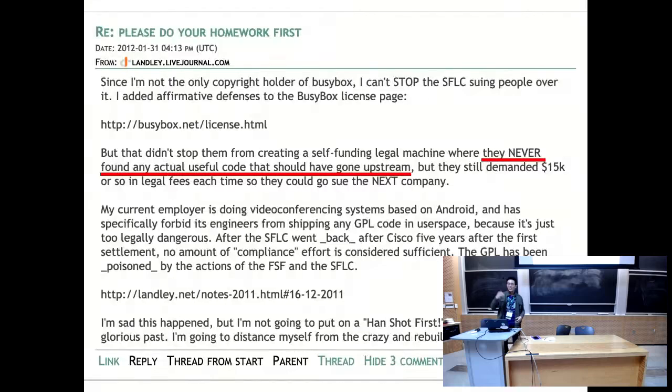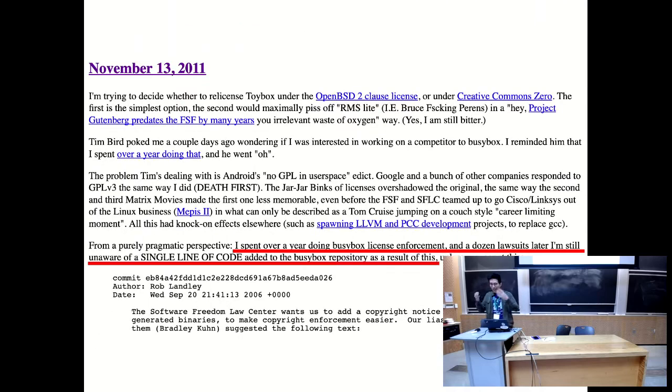To drive on that point a bit further, this is from the BusyBox enforcement, and this is Rob Landley, who was, I think, one of the principal people within the BusyBox enforcement. Regarding the litigations over BusyBox, he thinks that they never found any actual useful code that could have gone upstream. He says in his blog post that he spent over a year doing BusyBox license enforcement and a dozen lawsuits later, I'm still unaware of a single line of code added to the BusyBox repository as a result of this.